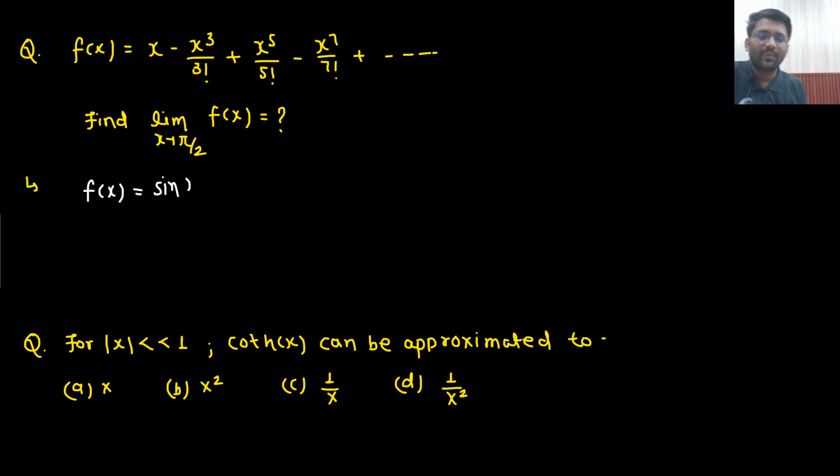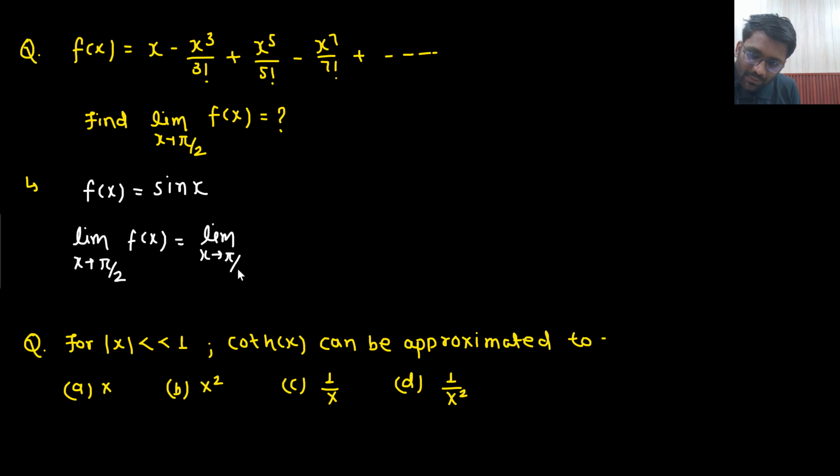Is that clear to you? Are you able to understand this point? So if there are some factorials and all, then you just need to think: x minus x cube by 3 factorial plus x to the power 5 by 5 factorial. Sir, somewhere I have seen this. Yes, sir, it is the expansion of sin x only. That means if they are asking limit x tending to pi by 2 of f x, they are asking nothing but limit x tending to pi by 2 of sin x only.